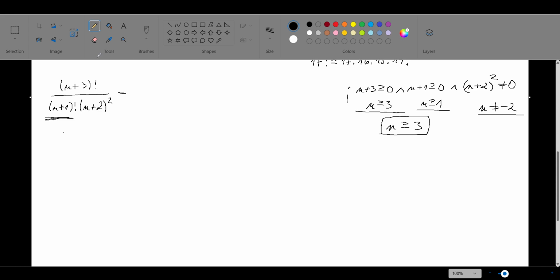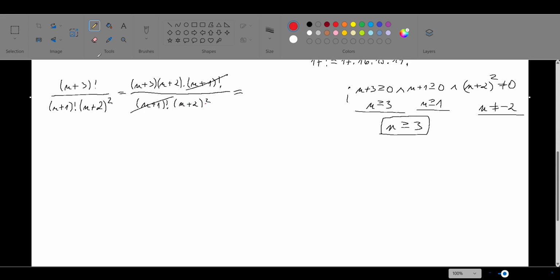Now the smallest factorial is n plus 1, so again n plus 3 factorial can be simplified to n plus 3 times n plus 2 times n plus 1 factorial, good news, over n plus 1 factorial times n plus 2 squared. As you can see, the factorials will cancel each other, and now maybe you already see, so I'm gonna do it right here, right now.